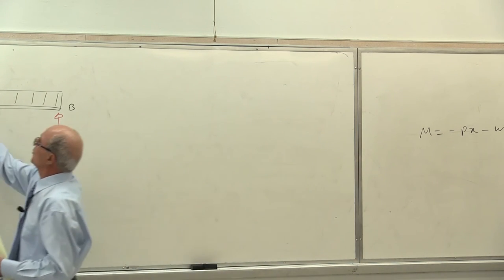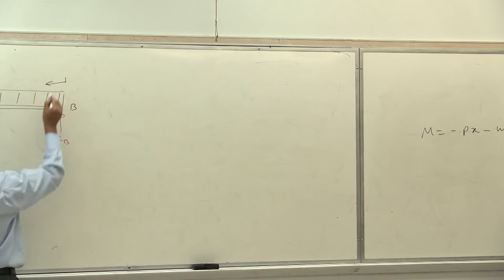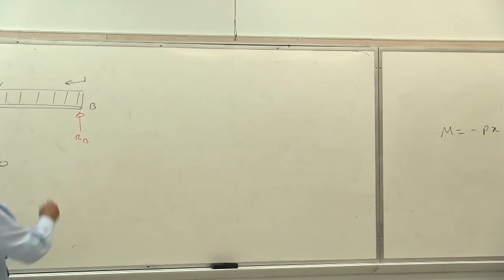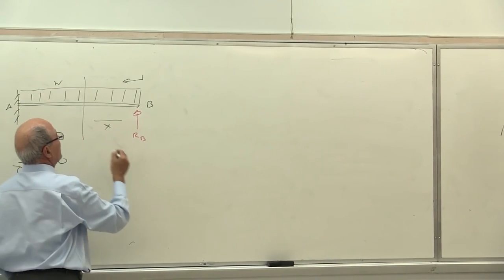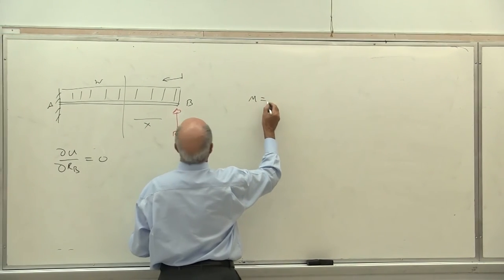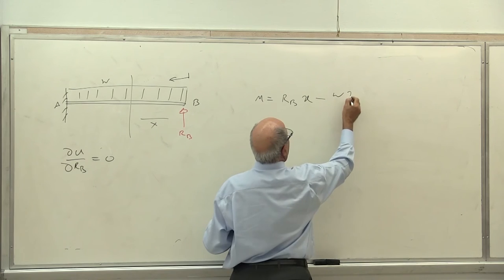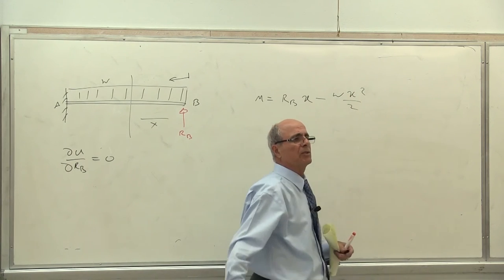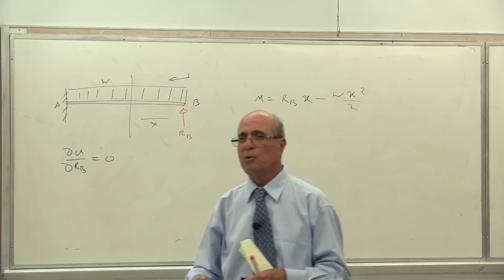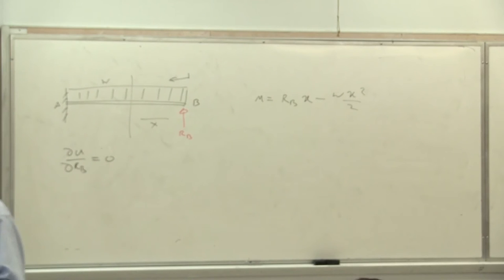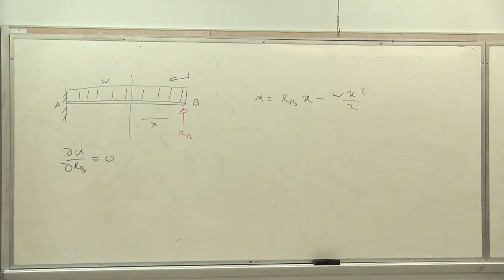Now, obviously, I'm not going to go from here. I am going to go that way, yes or no, right? And cut it at distance X. And that M becomes equal to RB times X minus WX squared over 2. Yes or no? I don't have to go slow on that one because I need 15 minutes for the balance of the lecture. Is that correct or not?